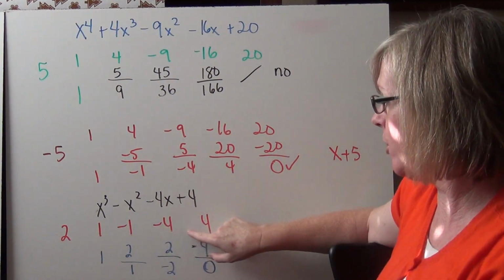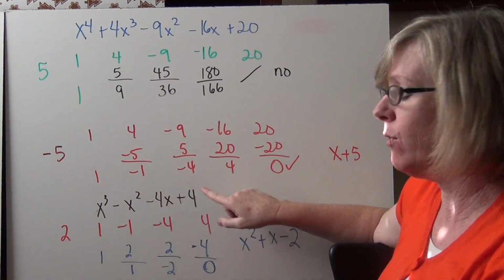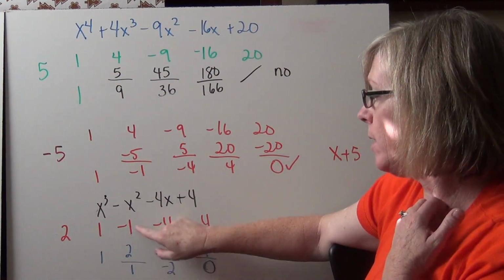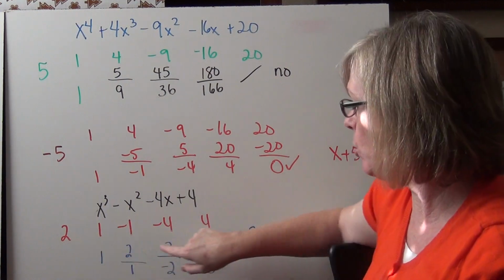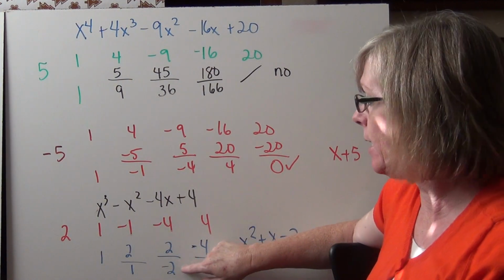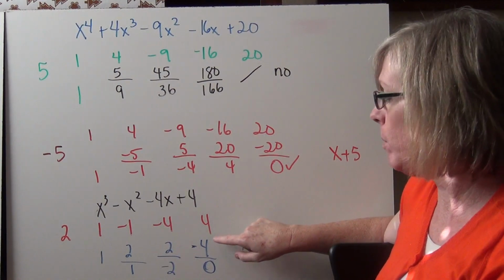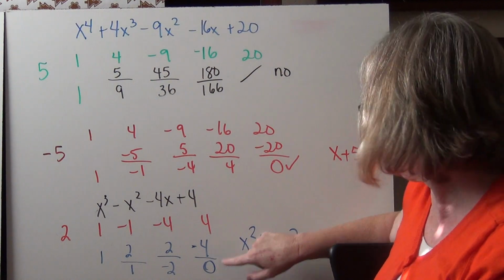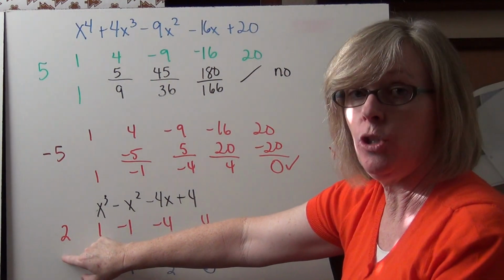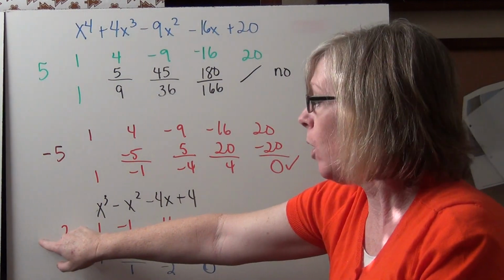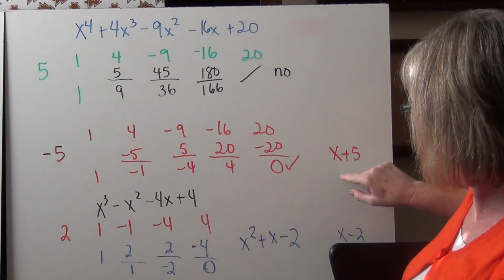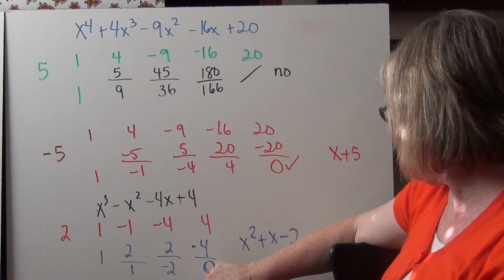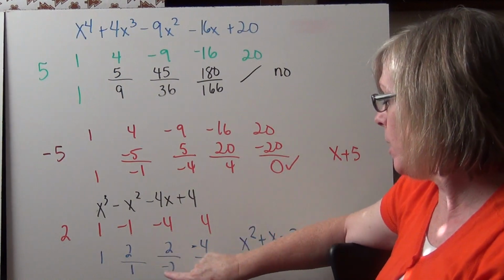So I bring it back to coefficients: 1, -1, -4, and 4. Drop the 1 and multiply, 1 times 2 is 2. Add straight down and get a 1. 1 times 2 is 2. Add straight down and get -2. -2 times 2 is -4. 4 plus -4 is 0. So now I know another one of my factors is x minus 2, because remember, in synthetic division we're always going to be doing a minus of what's here. So I have an x plus 5 and an x minus 2. And what's left? x squared plus x minus 2.